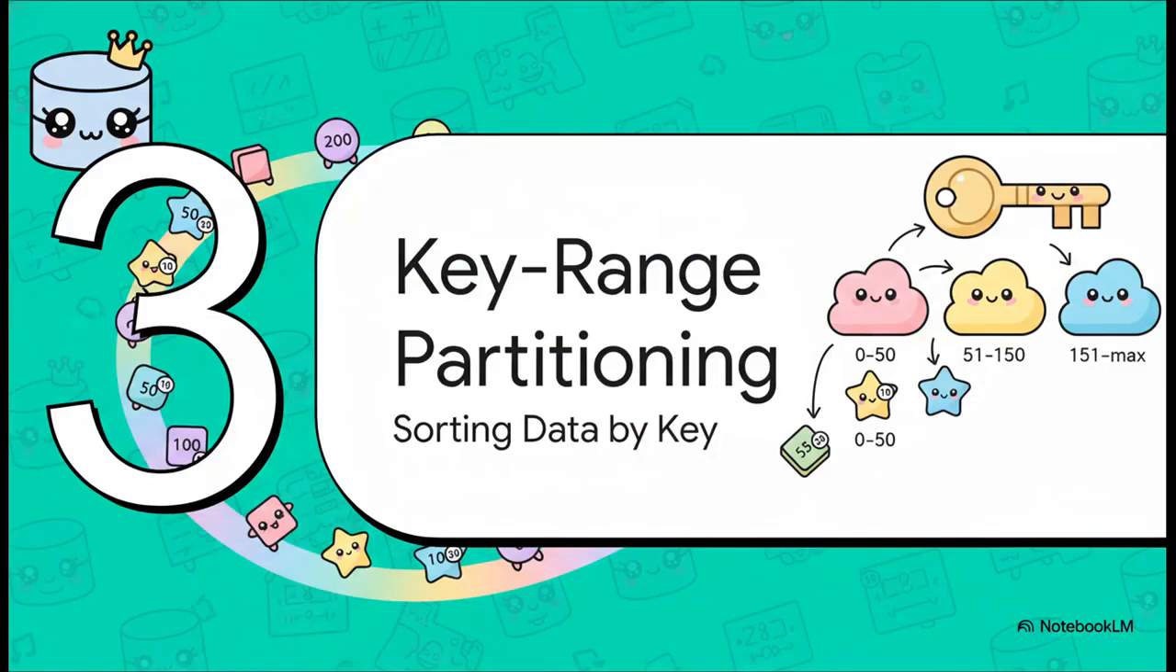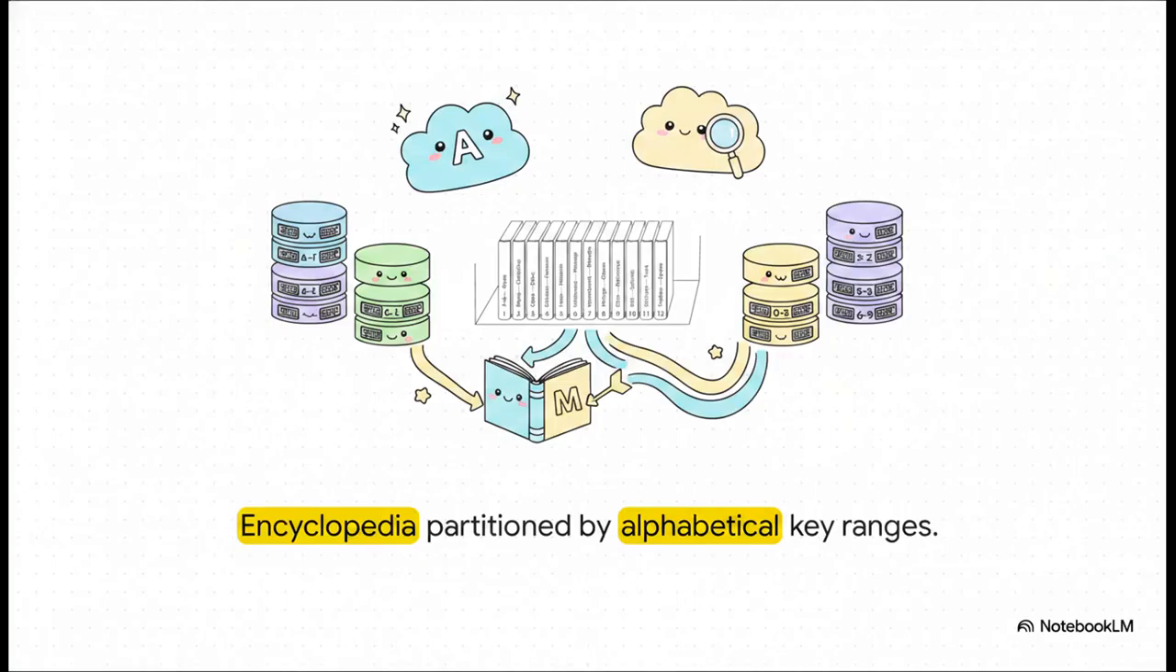All right, Section 3. Key range partitioning, sorting data by key. This visual right here perfectly illustrates key range partitioning. It's just like an old-school print encyclopedia. We assign continuous, sorted ranges of keys to specific nodes. Think about it. If you're looking for a word that starts with the letter M, you're not going to read every single book. You just pull the exact volume containing the M range right off the shelf.